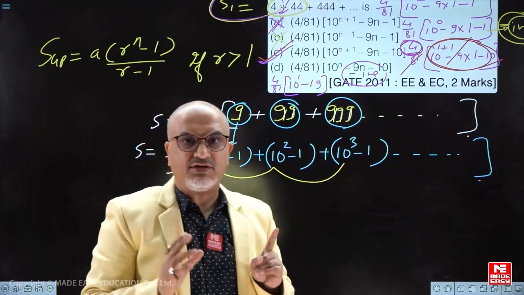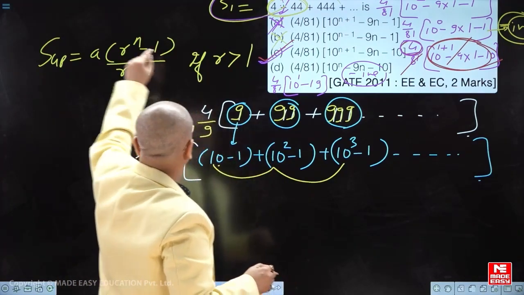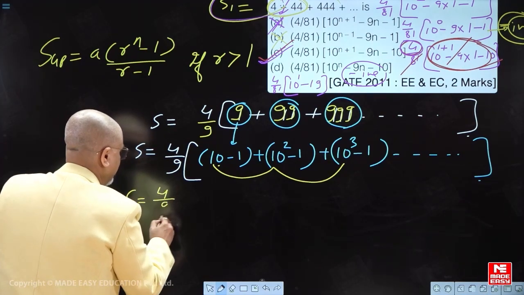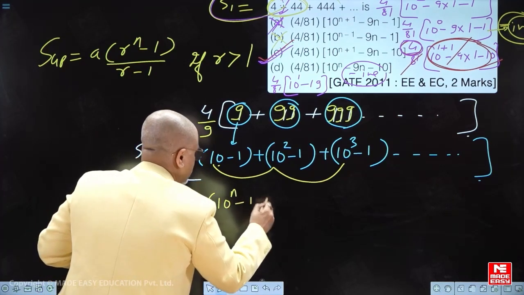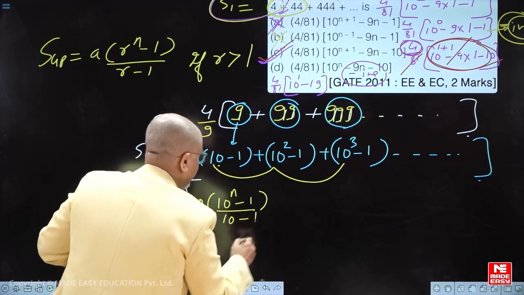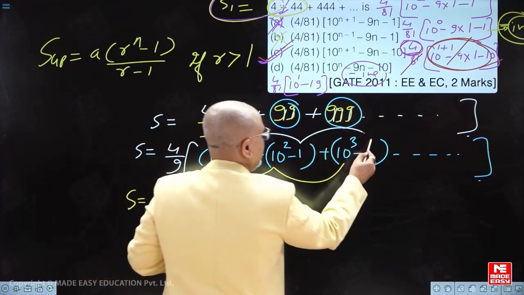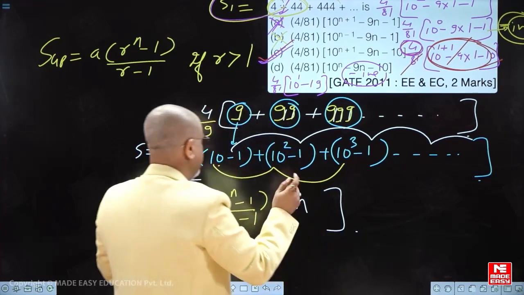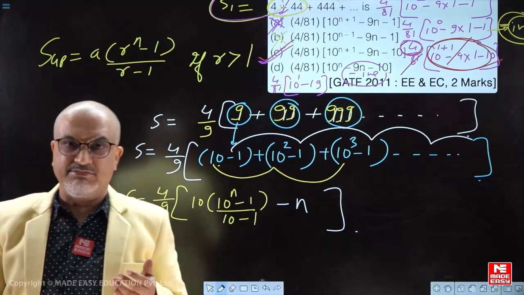In this, the first term is 10 and the common ratio is also 10. A is 10 and r is also 10. So we can say the sum up till n terms is a(r^n minus 1) divided by (r minus 1). And then we have minus 1, minus 1, minus 1, minus 1, n times. We have here minus n, since we get minus 1 n times.